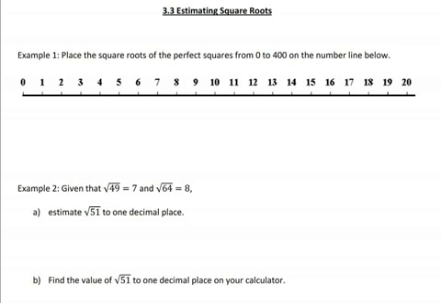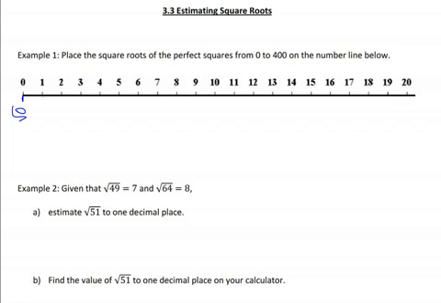So, example 1, we are looking at placing the square roots of the perfect squares from 0 to 400 on the number line below. Well, as you recall from previous lessons, a perfect square is a number times itself. So for instance, 0 times 0 is 0. And that means that the square root of 0 is 0. And so here is its location on the number line.